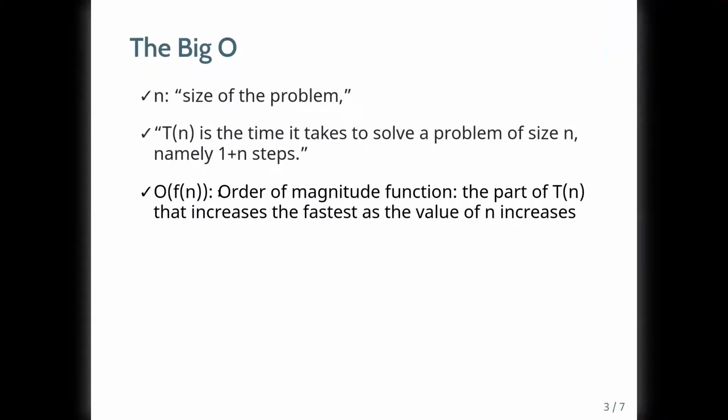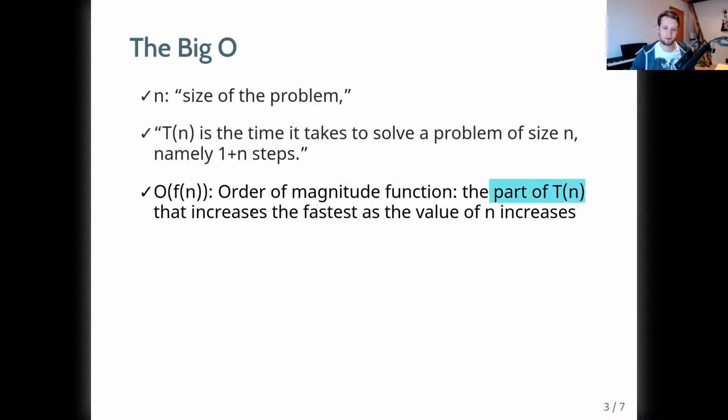And then what we want to get to is this order of magnitude function, which is the part of the function. Well, they interchangeably use T and f. Let's say f is the program or the function that solves the problem that T describes. Then the order of magnitude function, the big O of this problem, is the thing that increases the fastest. So if you have really, really large n's, some smaller values just become less and less important. So we only focus on the very, very big things.